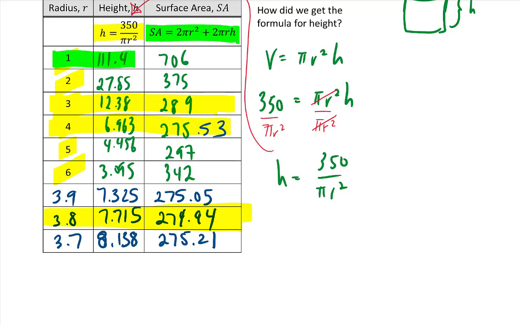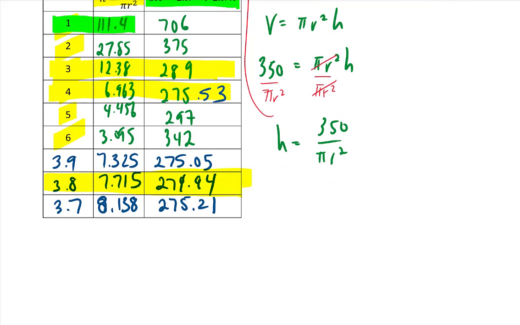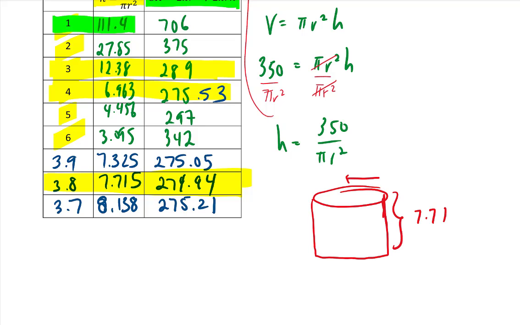So a radius of 3.8 and a height of 7.7, which is interesting. If you look at this, it's a radius of 3.8 and a height of approximately 7.7. If you double that radius, 3.8 times 2 is approximately 7.7. So this can would be almost in a cube shape, which if you think about it would give you the minimum surface area but the maximum amount of space inside.